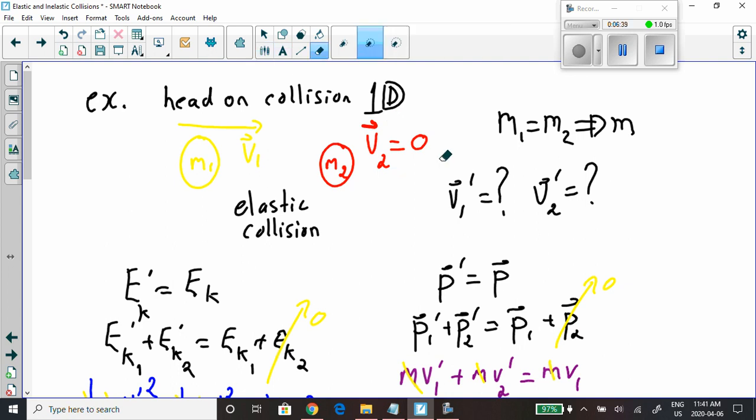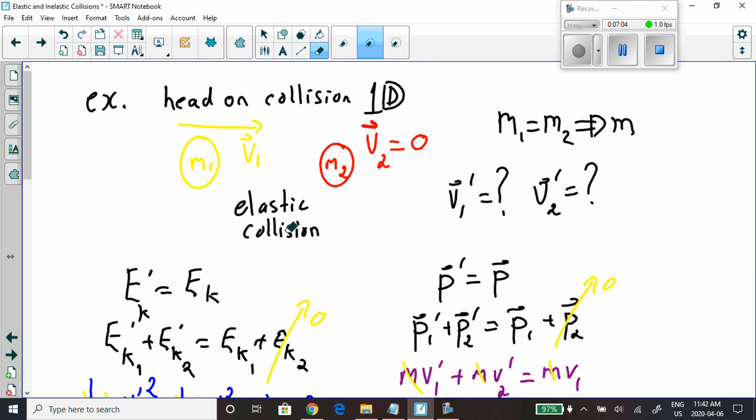And let's make it even simpler. Let's say that the mass of the first object is equal to the mass of the second object. So let's just call that mass m. We don't use the 1 or 2. They're both the same mass. How would you go about trying to solve for the velocity of the first object after the collision and the velocity of the second object after the collision?